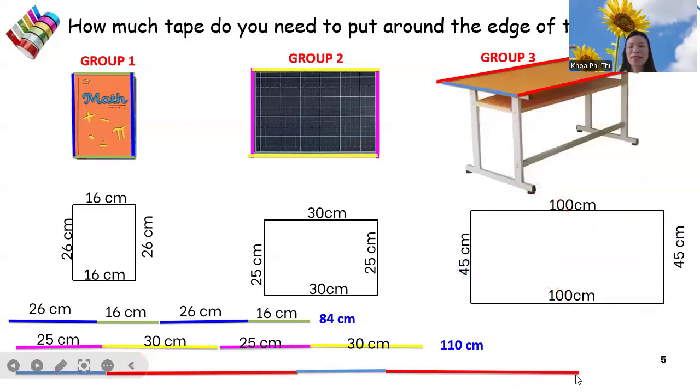Now group 3. Here is the length of the tape. How long is the tape? Did you do the same way as group 1 and group 2? You add up 4 sides? Yes? Okay. So how do you add? 45 centimeters plus 100 plus 45 plus 100 equals 290 centimeters. So the tape for covering around the table is 290 centimeters. Good job.